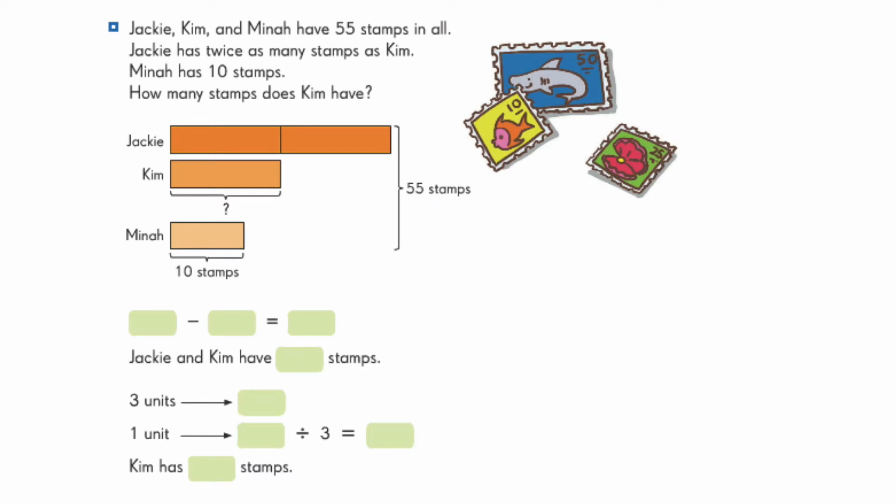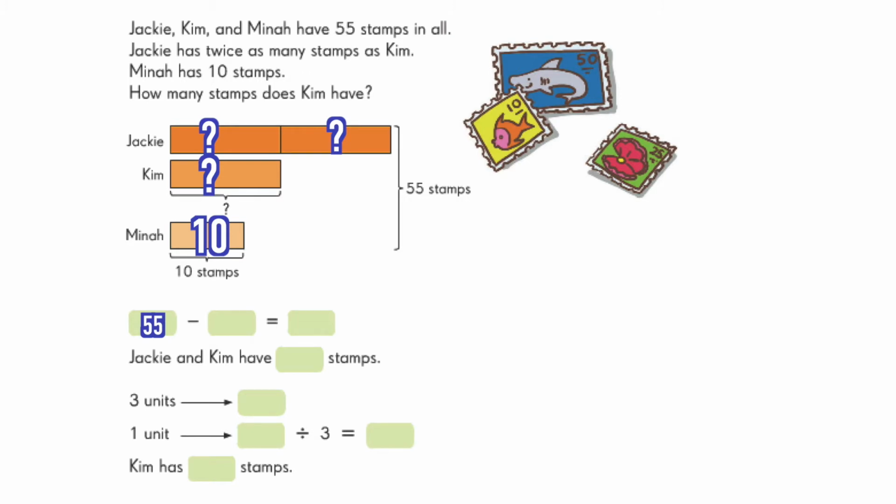They know they have 55 stamps in all, and they also know that Jackie has twice as many as Kim, and Mina has 10 stamps. Without a bar, this would be a lot of information to keep track of. However, with the bar, we can label what we know and move on from there. Mina has 10 stamps. We know Kim has some mystery amount, so we label it with a question mark. And we also know that Jackie has twice that mystery amount, and their total is 55.